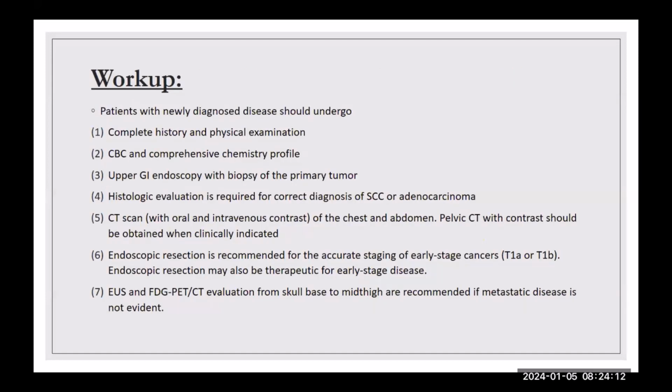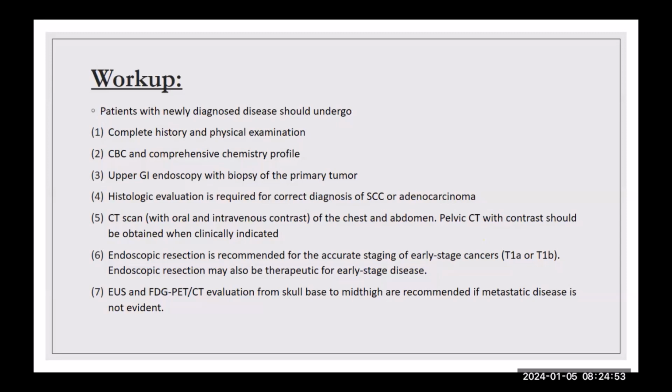Now coming to the workup. Patients, when newly diagnosed, should undergo all of the following in workup. I have taken this from the NCCN guideline. Complete history, physical examination, CBC with comprehensive chemistry, upper GI endoscopy with biopsy of the primary tumor. Histopathological evaluation is required for the correct diagnosis. Whether it's squamous cell or adenocarcinoma, we will see in further slides that the outcome depends on histopathology as well, so it is very important to have a biopsy evidence of a tumor and the subtype.